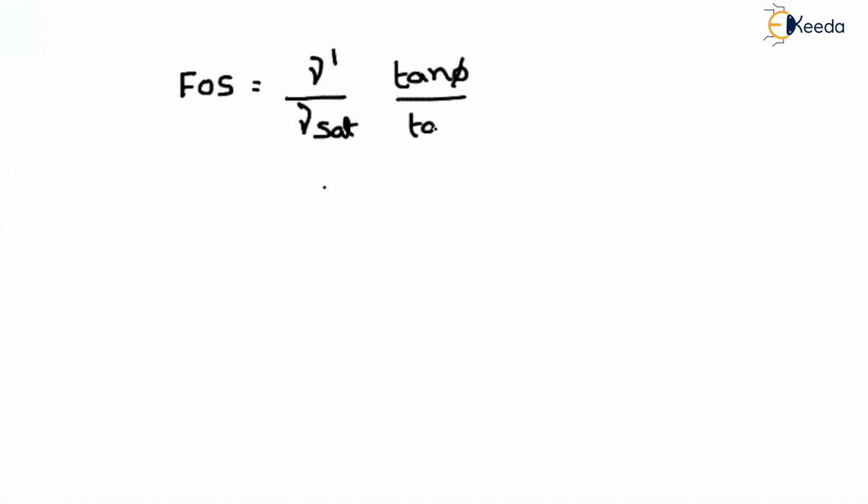We have to recall the formulas derived previously. If seepage is parallel to the surface of the slope, then the formula for the factor of safety is gamma dash divided by gamma sat into tan phi divided by tan i. This formula we have already seen. The factor of safety given is 1.5.